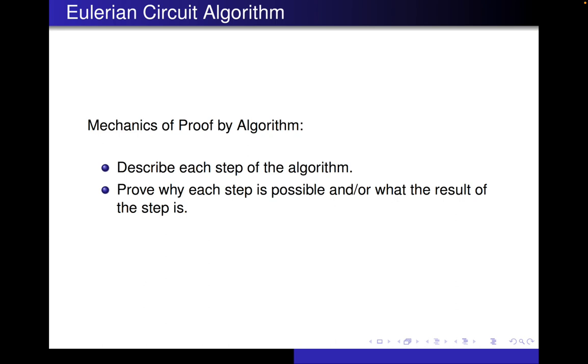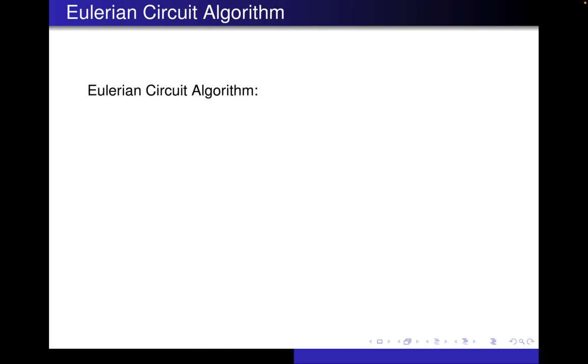We got to prove why each step that we're doing is possible, or maybe even we may have to do both. We have to prove what the result of that step is. So we got to say, we're going to do this next step, here's why we can do it, and here's what happens at the end of that step of the algorithm, and we got to prove everything as we go along. All right, so here's what our Eulerian circuit algorithm is going to look like.